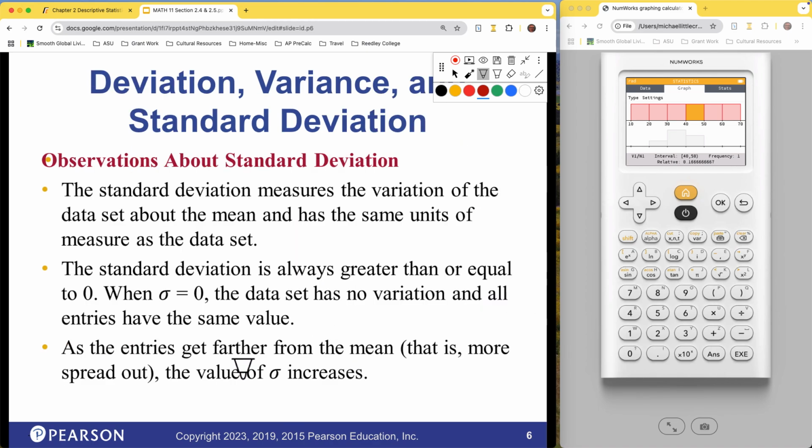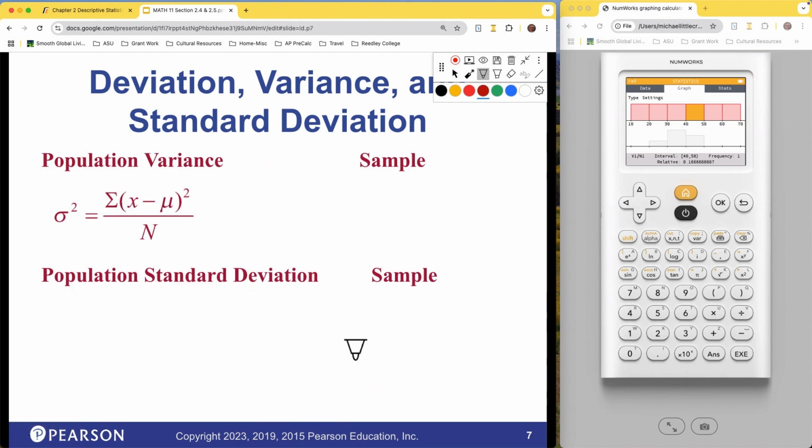Okay. So here are some things. The standard deviation measures the variation of the data set in relation to the mean, how far above and how far below. A standard deviation of 0 means that all of them would have the same value. You cannot have a negative standard deviation. And we just sort of talked about that the farther from the mean, the value of the standard deviation increases. So the more spread out, the bigger the value of the standard deviation.